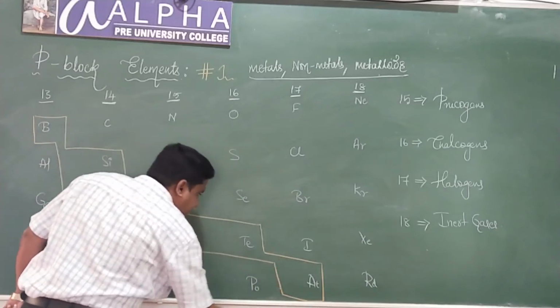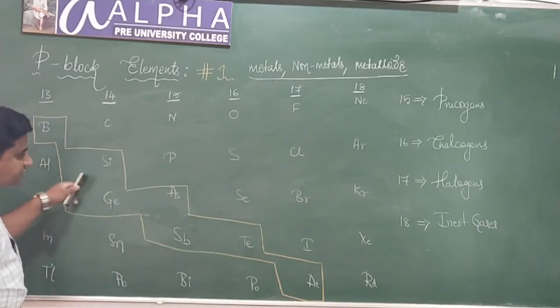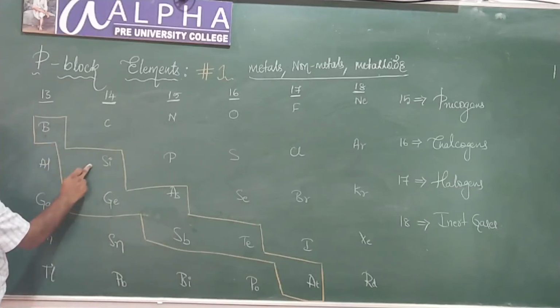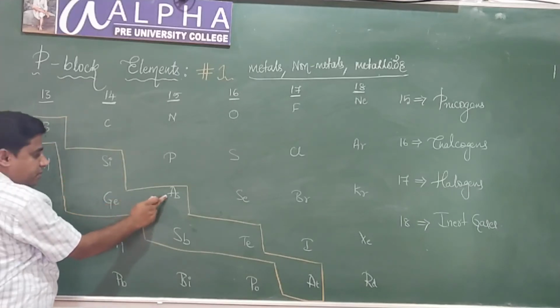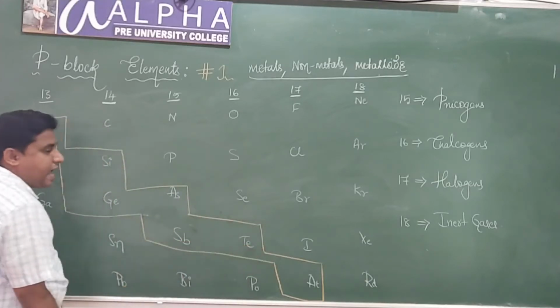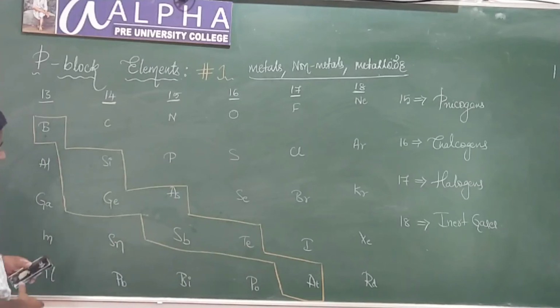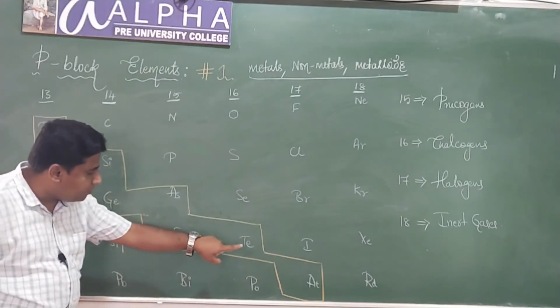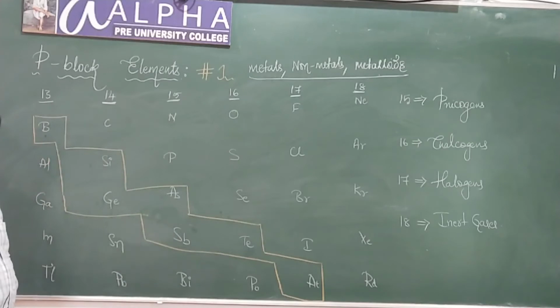Yes, look here, the one which is written in zigzag manner. See these elements: boron, silicon, germanium, arsenic, antimony, tellurium and astatine. Okay, any doubts?